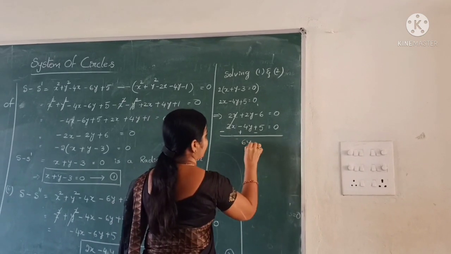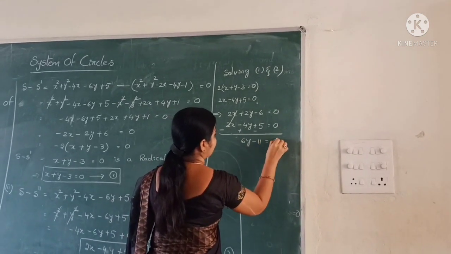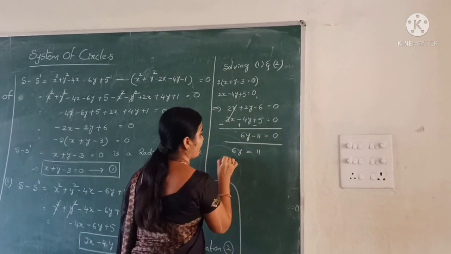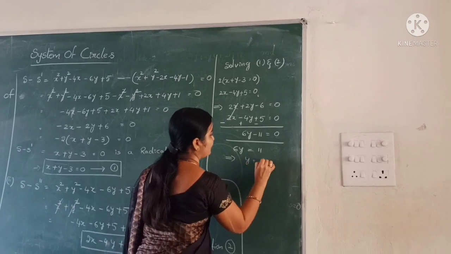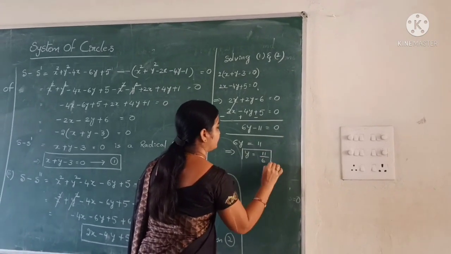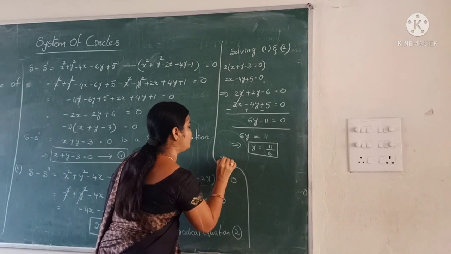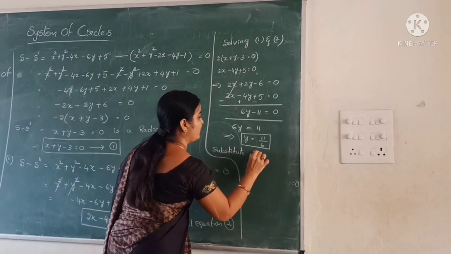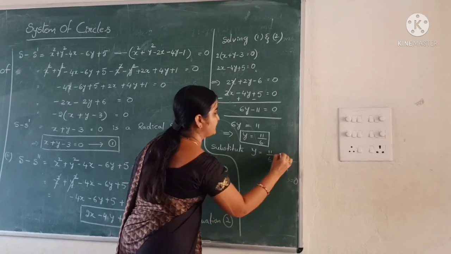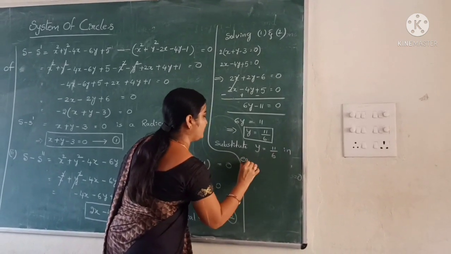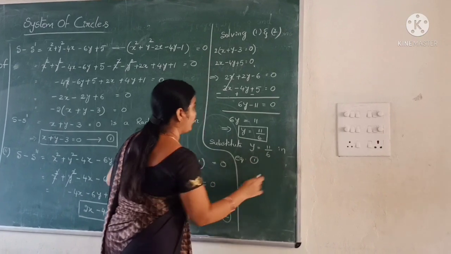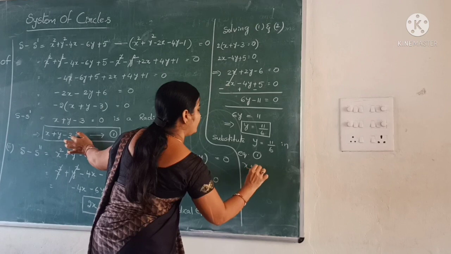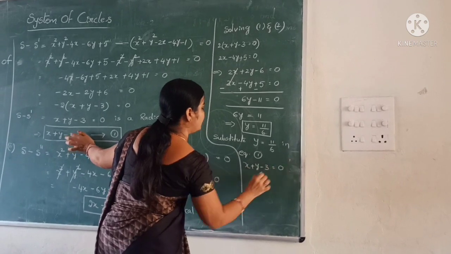What do we get? 6y minus 11 is equal to 0. Okay, 6y is equal to 11, y is equal to 11 by 6. So substitute y is equal to 11 by 6 in equation 1. What is equation 1? Equation 1 is x plus y minus 3 is equal to 0.